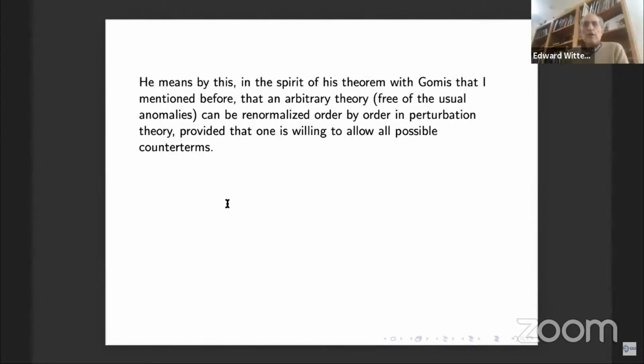He means by this that an arbitrary theory free of the usual anomalies can be renormalized order by order in perturbation theory, provided one's willing to allow all possible counterterms. But to a certain order in the energy, only finitely many counterterms are important. So if M is the cutoff, then to a given order in 1 over M, you can describe all observables in terms of finitely many adjustable parameters. But if you manage to measure to a higher order in 1 over M, you'll encounter more adjustable constants.